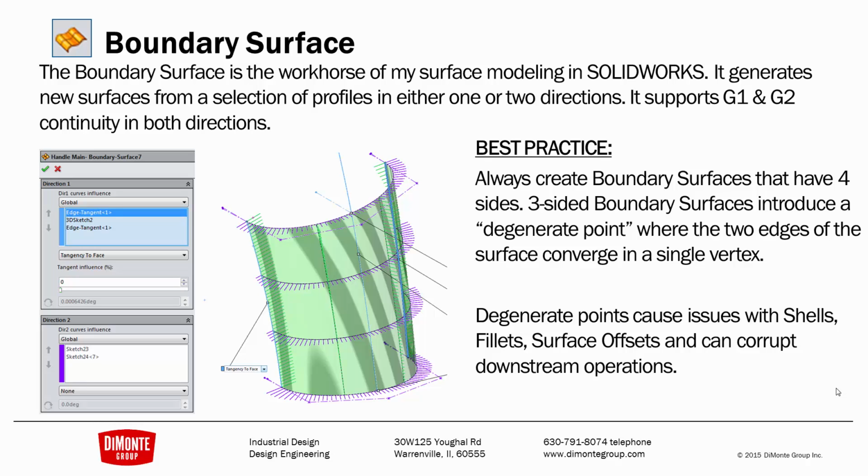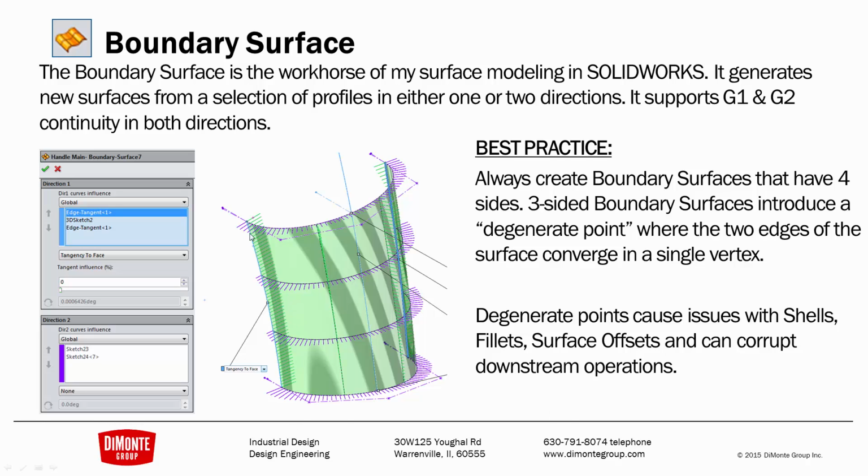The boundary surface, I believe, was introduced in 2007, and it works similarly to Loft in that it creates surfaces between a series of profiles. However, it has some advantages I find over the Loft surface that we'll get to in a little bit. Best practice when working with a boundary surface, as we talked about last week in patch layout, is to always create boundary surfaces that have four sides. The three-sided boundary surface introduces a degenerate point where two edges of the surface converge into a single vertex, and this can be problematic for downstream operations such as a shell.